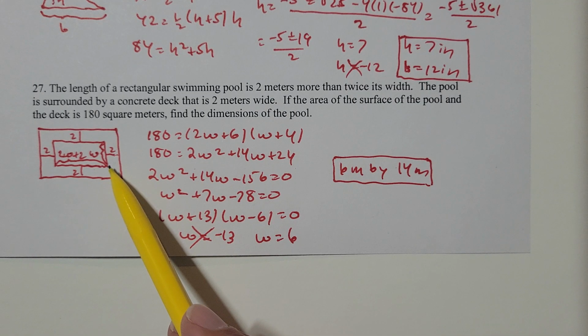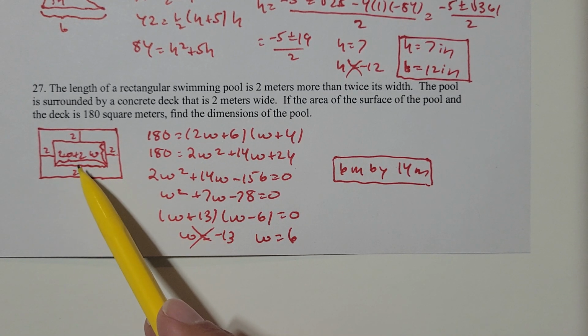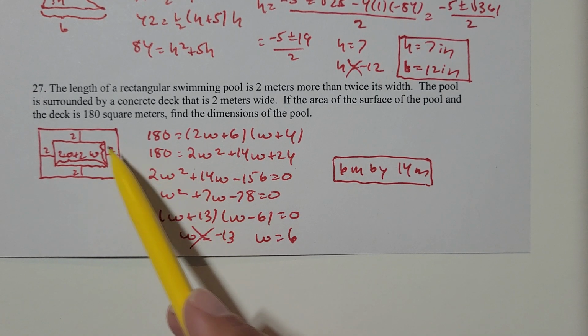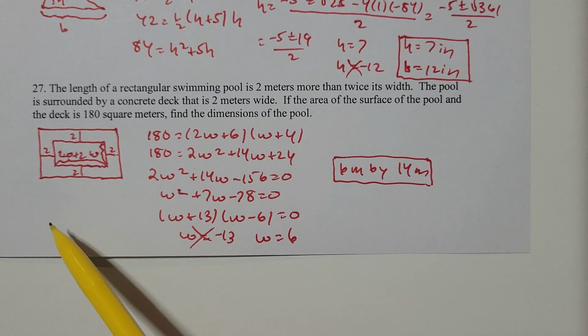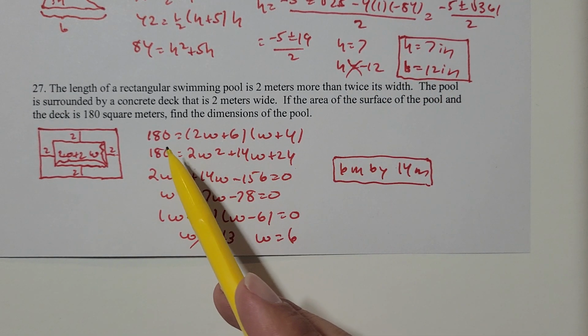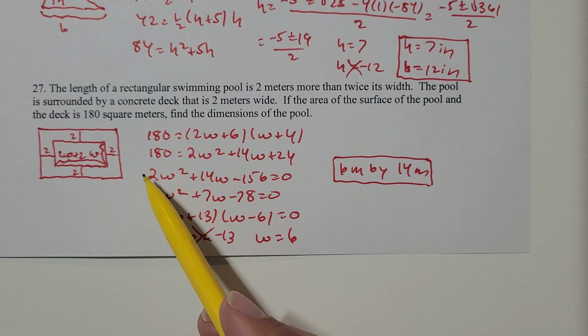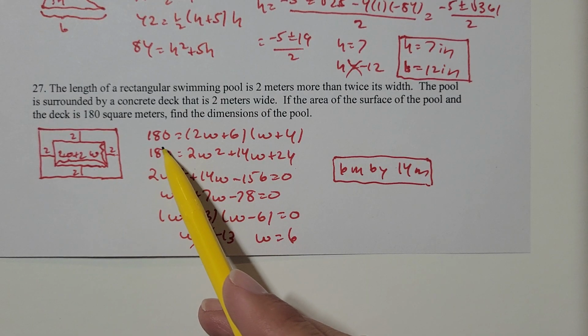Now, the area of a rectangle is length times width. The area of the big rectangle here is 180. So just the general formula that I'm going to be starting off with is area of a rectangle. Area equals length times width. The area of the big rectangle, again, is 180.